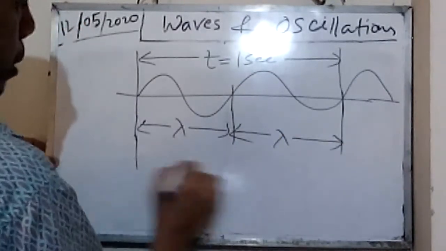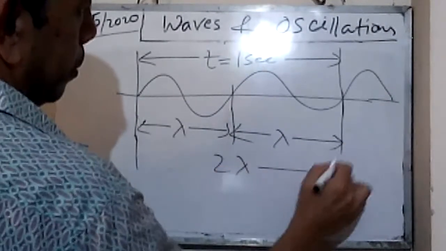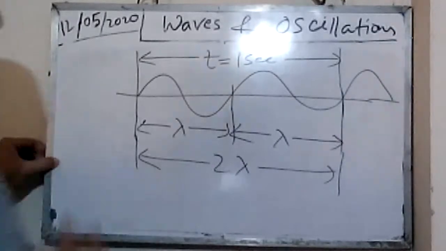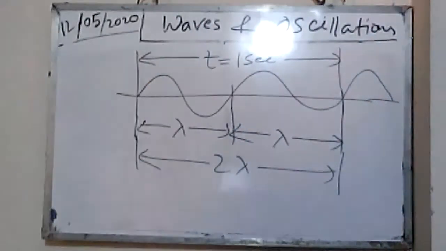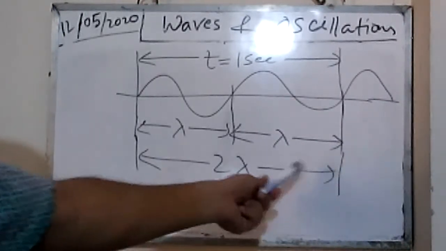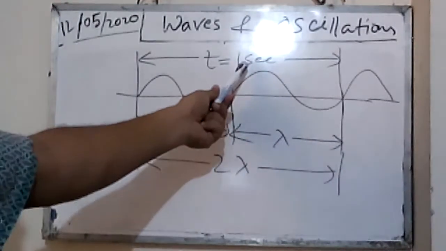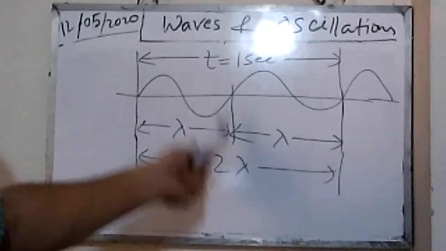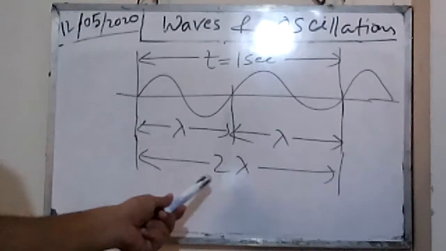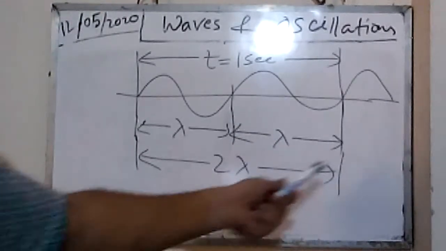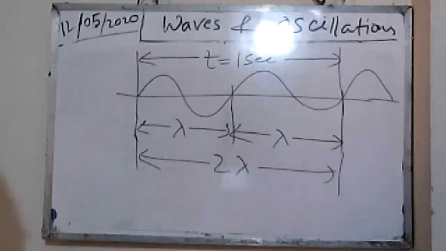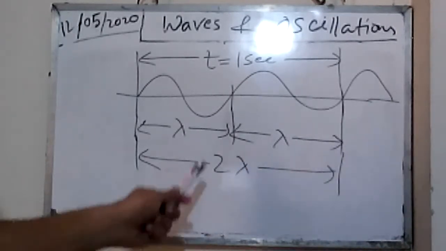There is a total of 2 lambda, and time is 1 second. 2 lambda is the distance covered by the wave in 1 second. In 1 second this wave covered 2 lambda distance, 2 lambda centimeter or 2 lambda meter, distance covered by the wave in 1 second.